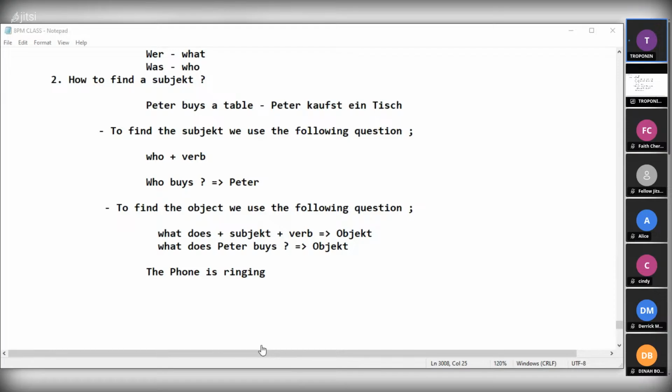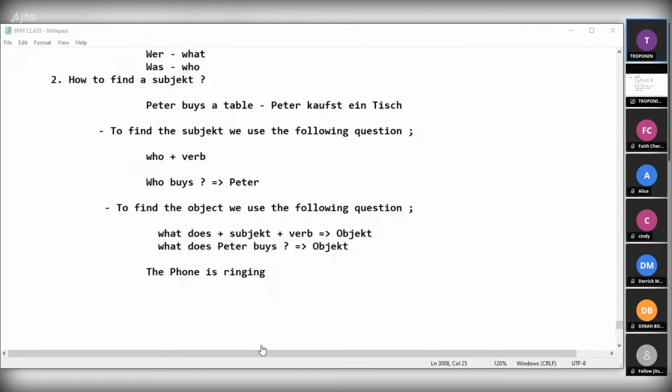Derek, why is there no object? Okay, so at least you have gotten the concept. There is no object, only the verb. So just a minute, we continue. I hope now you have gotten the subject.